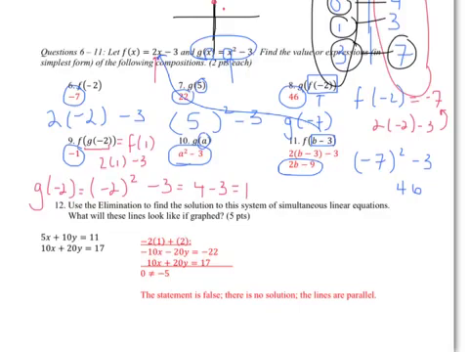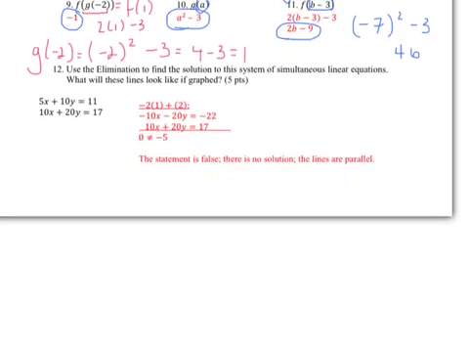Let's take a look at number 12 now. Number 12 asks us to use elimination to find the solution to the system of simultaneous linear equations. Now again, elimination, not substitution. So make sure you use elimination when asked to do that. Then a follow-up says, what will these lines look like if graphed?